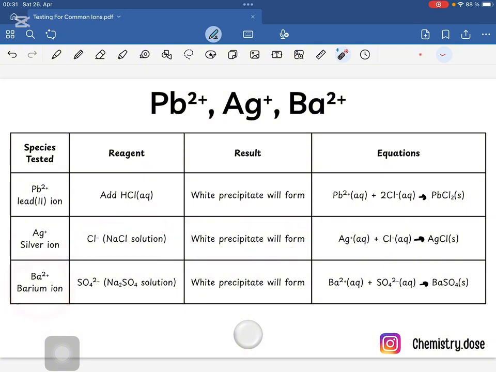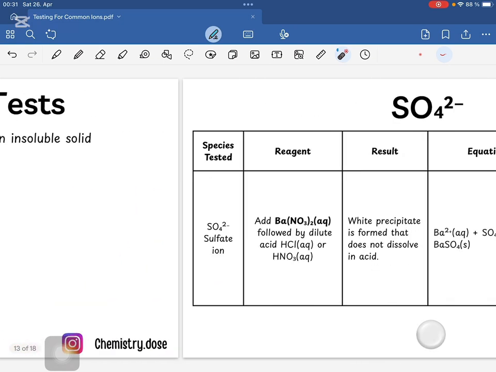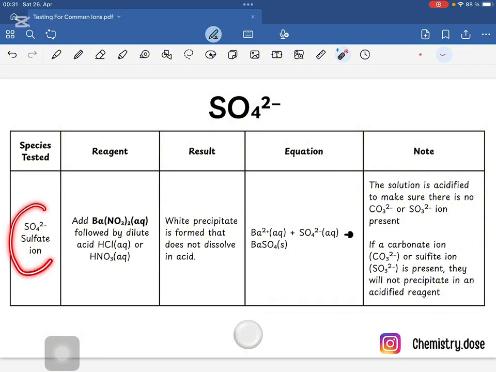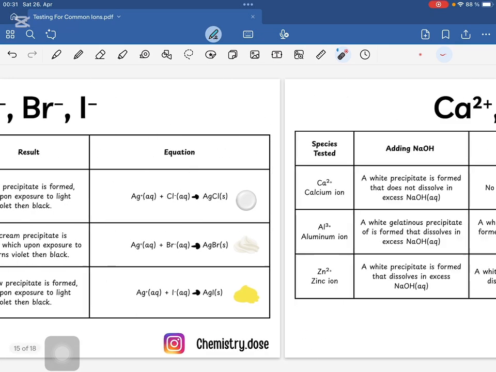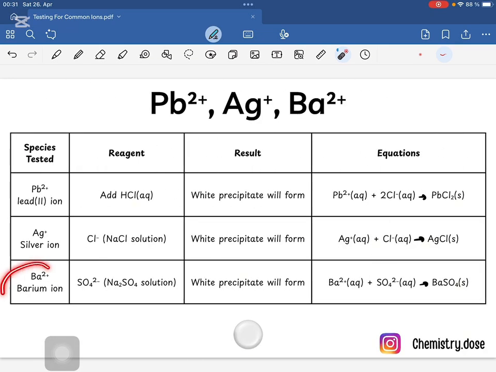For Ba2+, if you add SO4 2-, and this is also mentioned before when we talked about the SO4 2-, adding it to Ba2+ will form a white precipitate. I just included it over here so that you can know that the barium can be identified vice versa by using a solution containing SO4 2-, like sodium sulfate, where a white precipitate will also form, and this is the reaction that will take place.